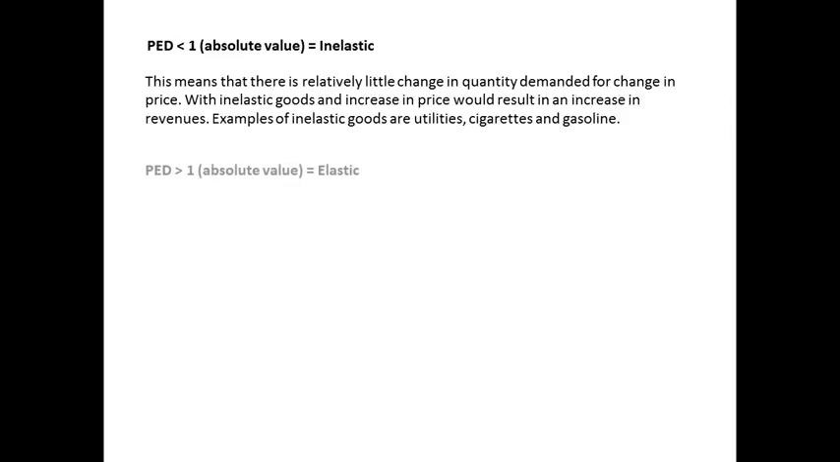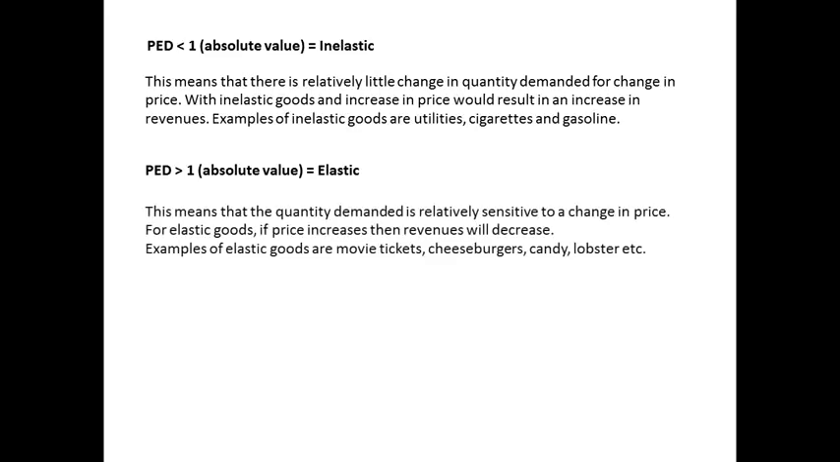A PED that's greater than 1 in absolute value is considered elastic. This means that the quantity demanded is relatively sensitive to a change in price. For elastic goods, if price increases, then revenues will decrease. Examples of elastic goods are movie tickets, cheeseburgers, candy, lobster.